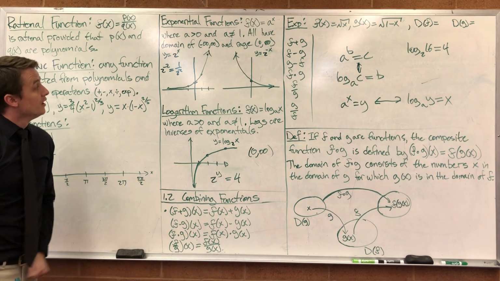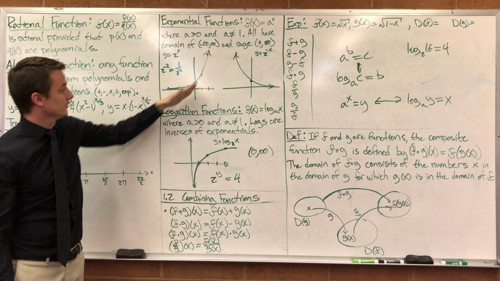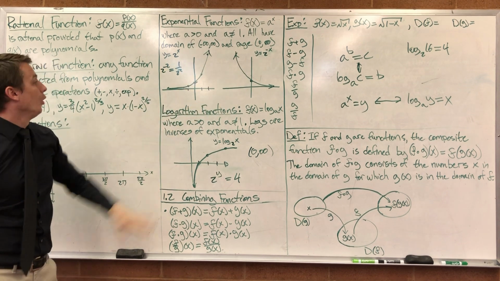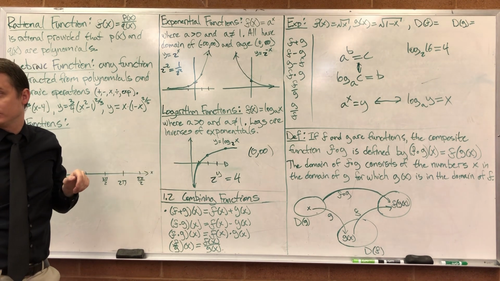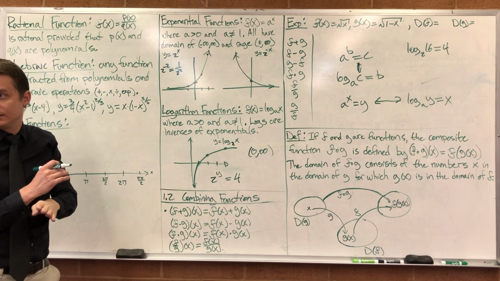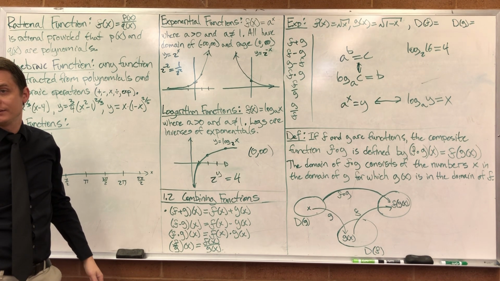So, notice it's this thing reflected across this line. Or another way to think about it, switch all your x's and y's here, and you get this. They're inverses of each other. Swap all the x's and y's. Okay. Make sense?